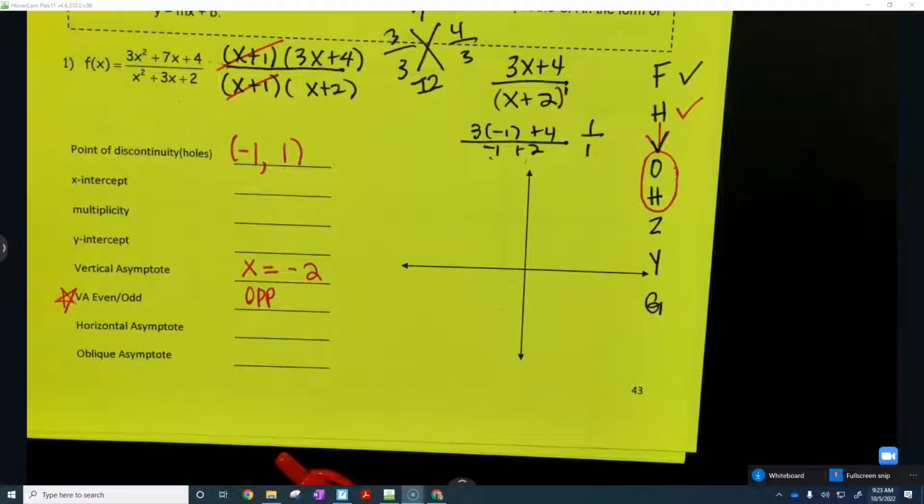How many degrees are in the top? What is x raised to at the top? X to the what? 1. What about that x? X to the what? 1. So do you have most degrees in the top and the bottom, or are they equal?